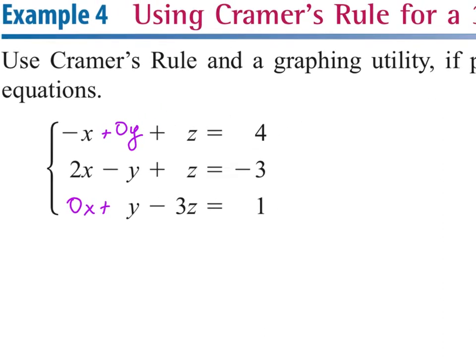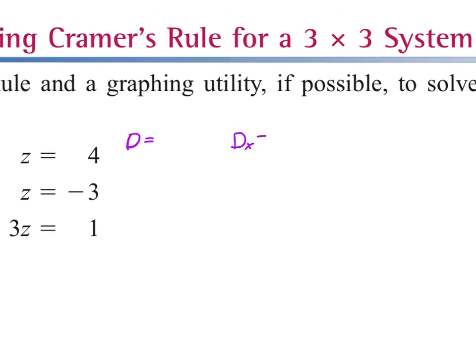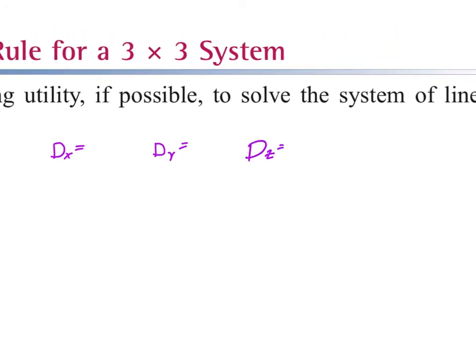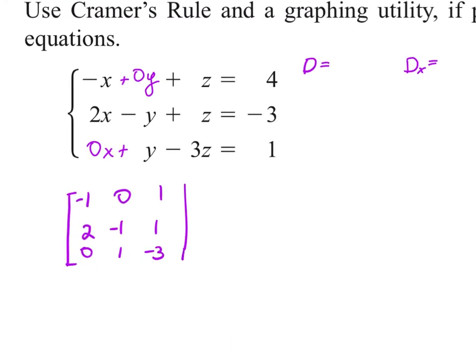So now, how many determinants are we going to have to find? You have to find the coefficient determinant. We have to find d sub x, d sub y, and d sub z. So let's find our determinant for just our coefficients. So I'm going to write out negative 1, 2, 0, 0, negative 1, 1, and 1, 1, negative 3. Did I write everything correctly? Yes. Okay, I didn't miss anything.